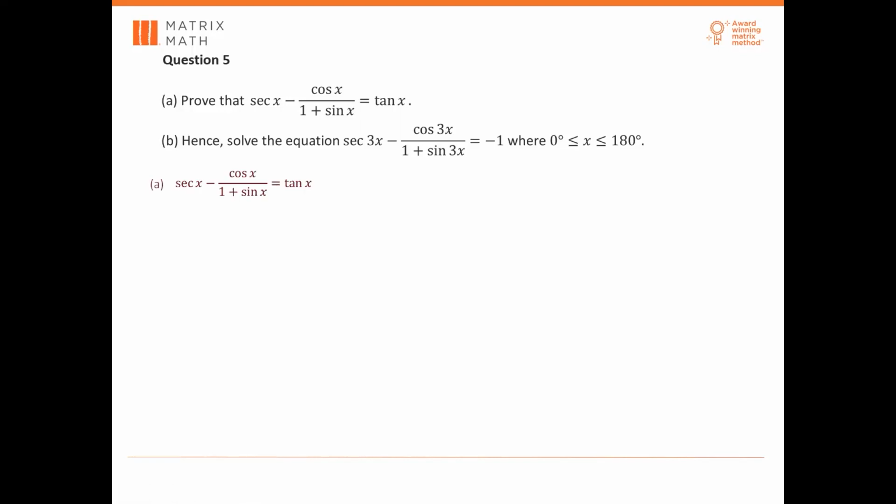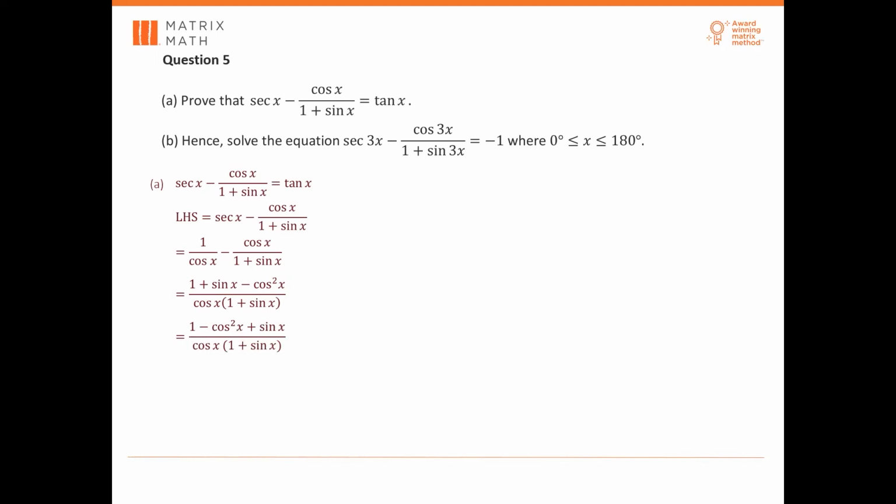So you got secant x minus cosine x over 1 plus sine x as the left-hand side. Okay, so right now your LHS is the following. Now your secant x can be immediately written as 1 over cosine x. Once it's written like this, try and make it into one singular fraction. So you just cross multiply. Now when you cross multiply like this, what happens is your numerator is 1 plus sine x minus cosine square x. Rearrange it like this. Okay, you just write the 1 minus cosine x beside here.